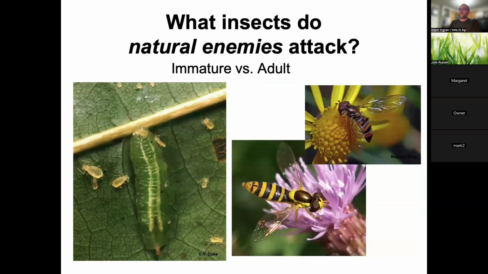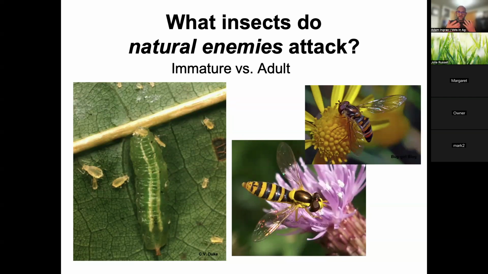The same goes for syrphid flies. And I know many of you are very familiar with this, especially those of you that work with bees as well. These are bee mimics, syrphid flies. And syrphid flies are incredible predators in the larval stage. In the adult stage, they're flower feeders again.